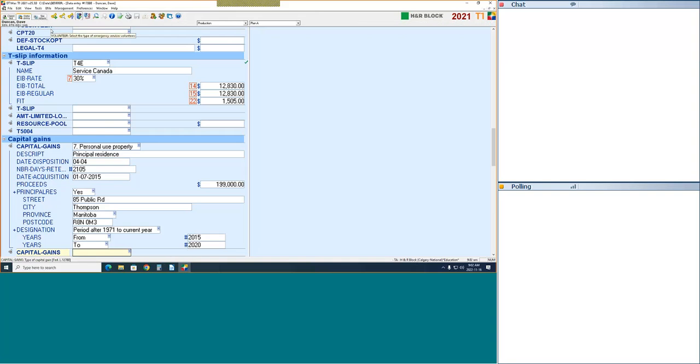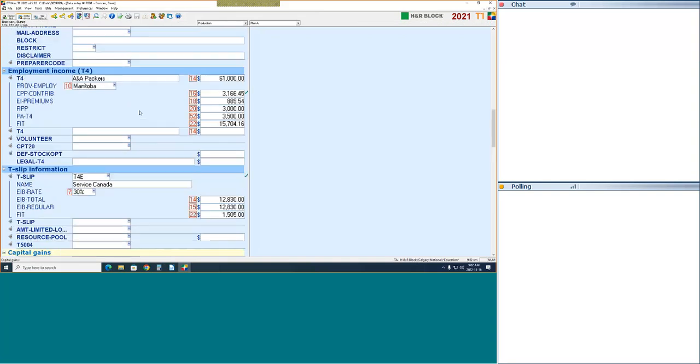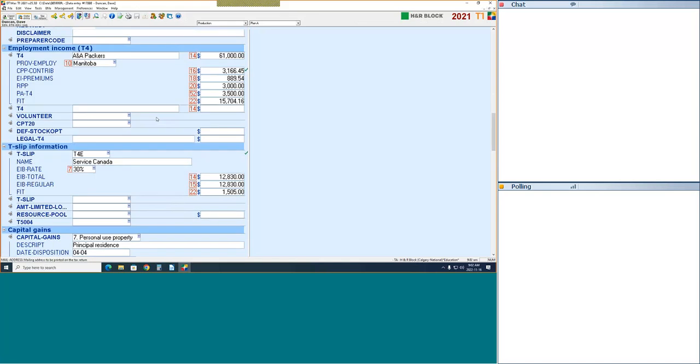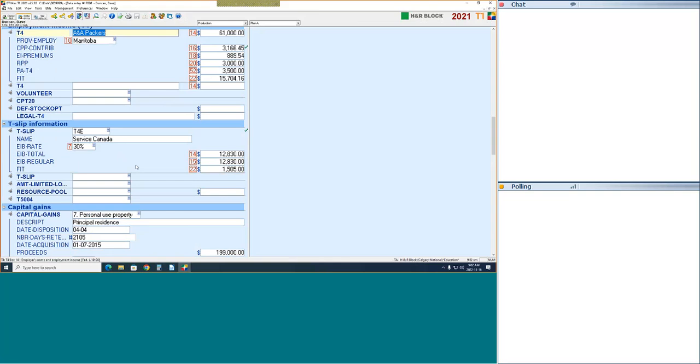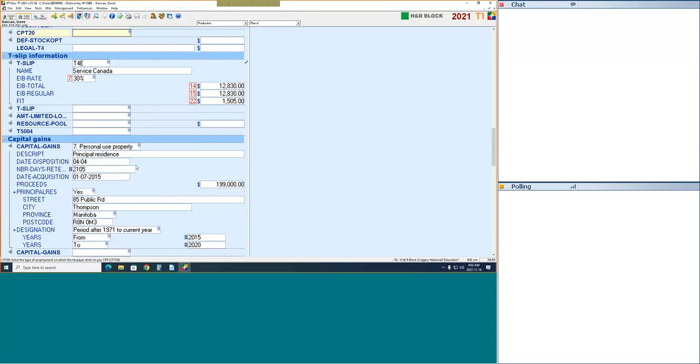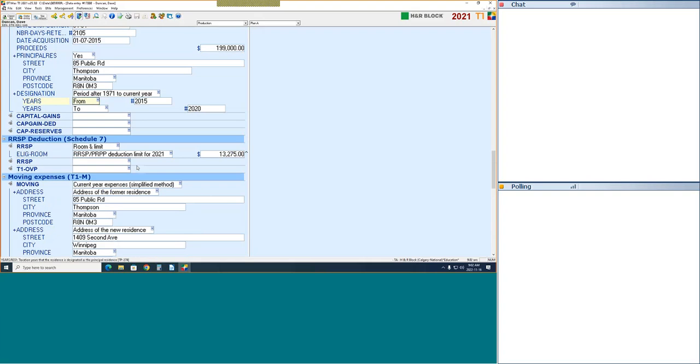Just a quick reminder of what we did get done on Dave Duncan. For Dave, we had a T4, which we entered for him in 2021. We had done his 2020 return first. Then he came back to see us the next year. We updated his personal information, entered his new T4. He did have some EI as well. And because he had moved for a new job, and he moved far enough, and the move was closely related timing-wise, we did moving expenses for him.